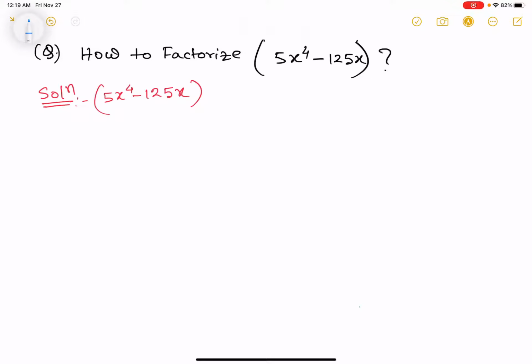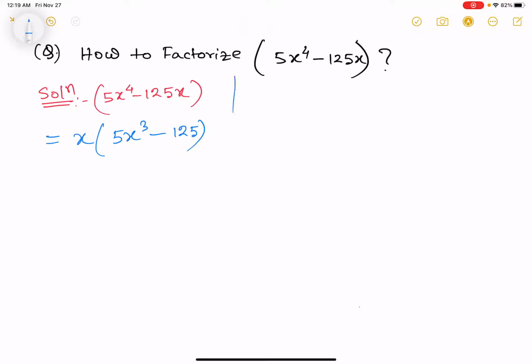How to factorize 5x to the power 4 minus 125x. So now let's start. Our given expression is 5x to the power 4 minus 125x. So first I will take x common from both the terms here. So the first term will be 5x cube and the second term is 125.